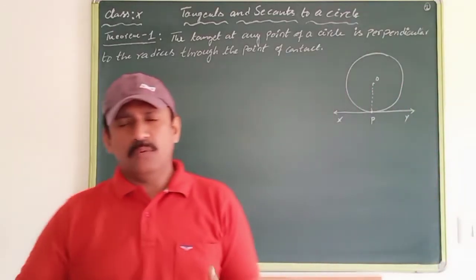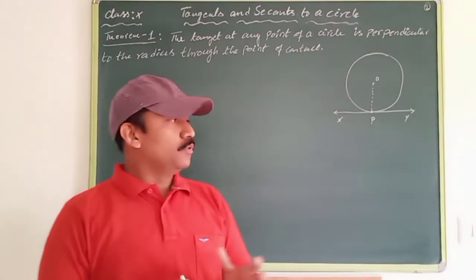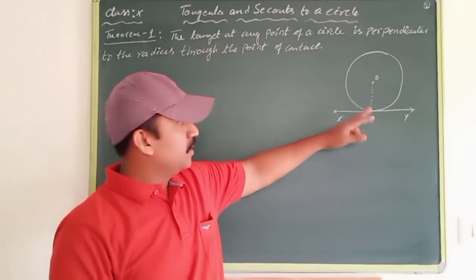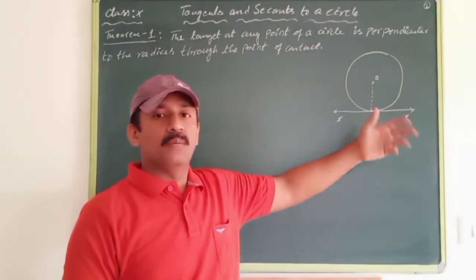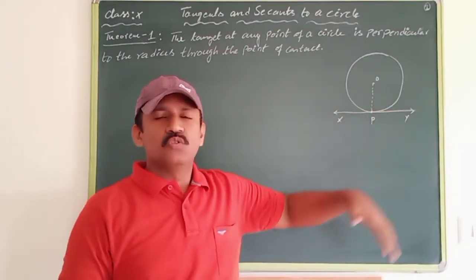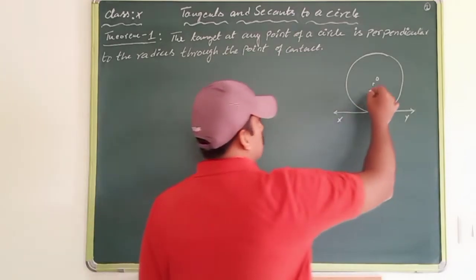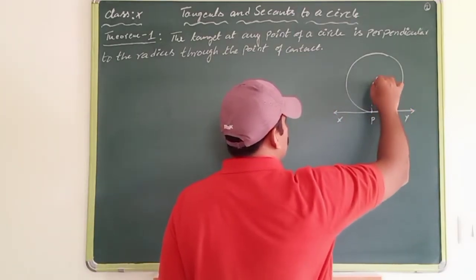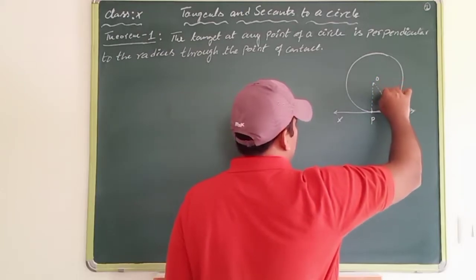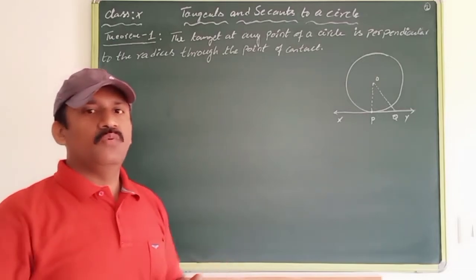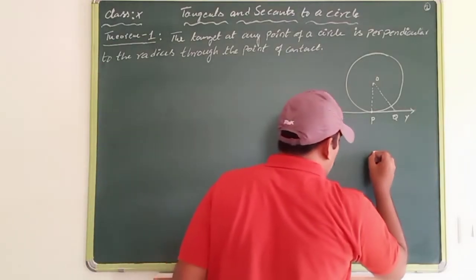so how can we prove this one? Suppose OP is not perpendicular to XY, then there is another line which is perpendicular to XY. Okay, so that line we can take here. Maybe Q is a point I am taking on XY. So here I am taking one more line. Okay, so before going to discuss this one, we will discuss one important point.